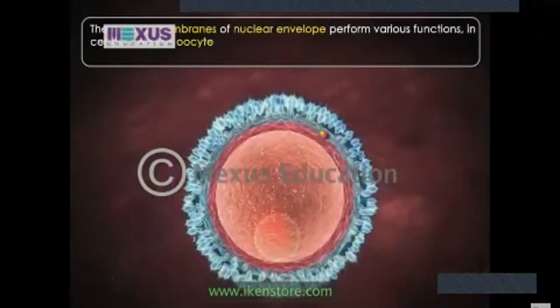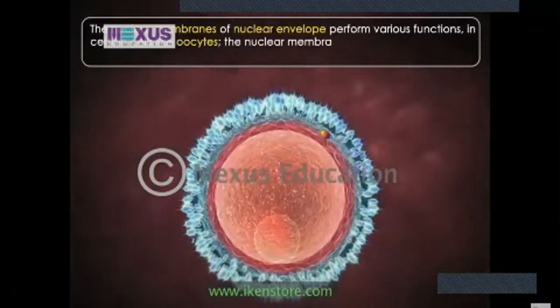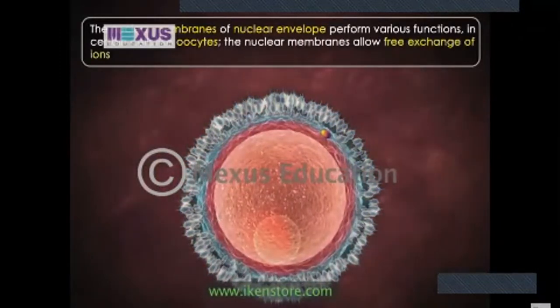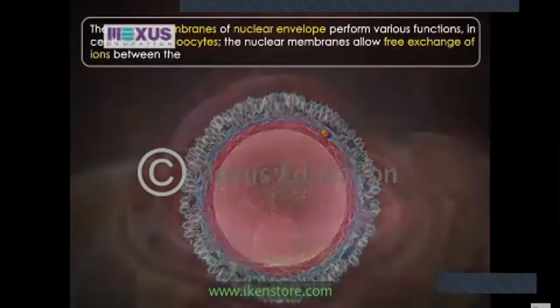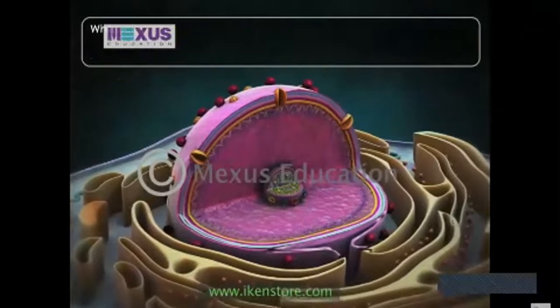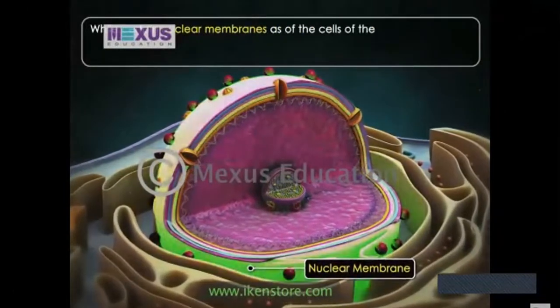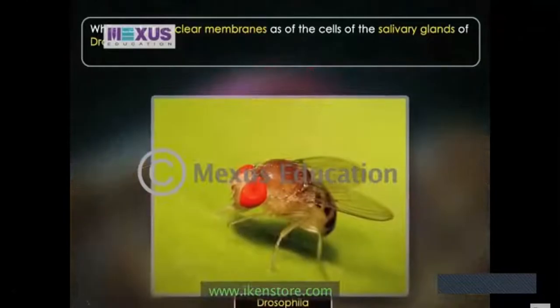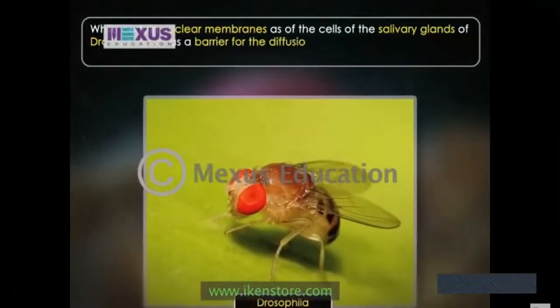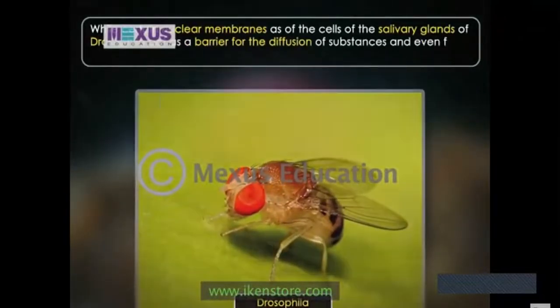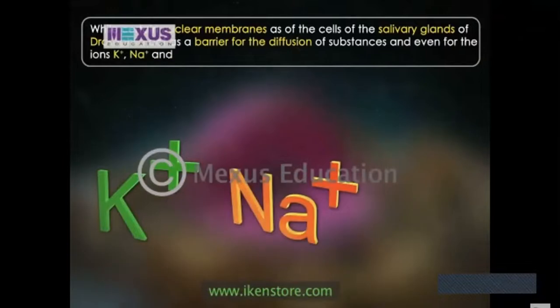oocytes. The nuclear membranes allow free exchange of ions between the nucleus and the cytoplasm, while certain nuclear membranes, as of the cells of the salivary glands of Drosophila, act as a barrier for diffusion of substances and even the ions of potassium, sodium, and chlorine.